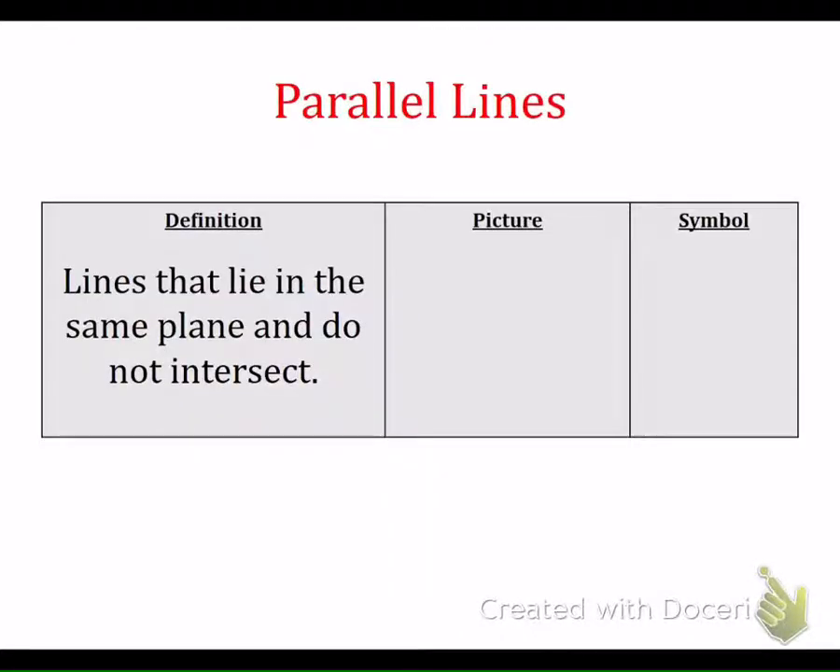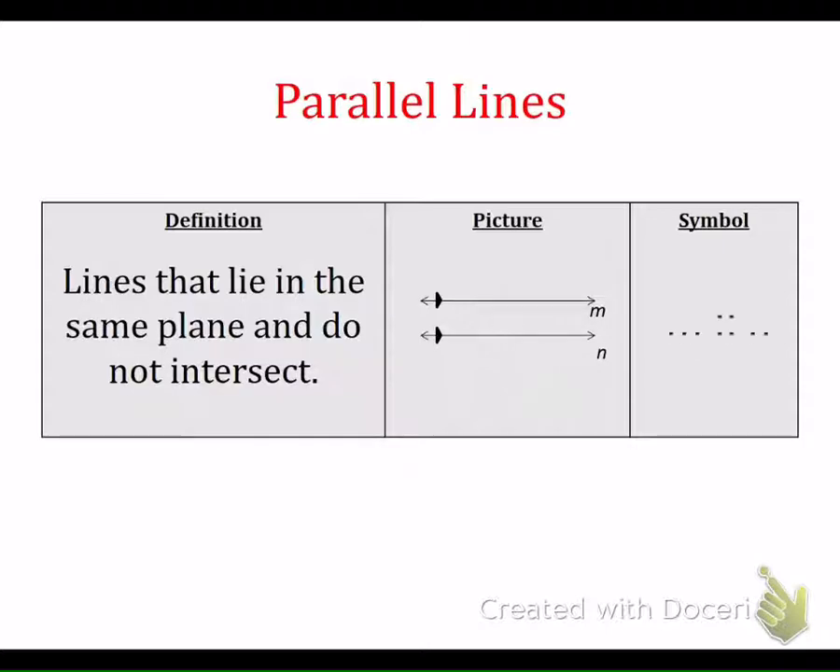So parallel lines are lines that lie in the same plane and do not intersect. On a picture, they are lines that run the same distance from one another the whole time. That's how we ensure that they're never going to intersect one another. And they have these arrows on there. So even if they look parallel, you can't say they're parallel because they look parallel. They have to be labeled parallel, okay?